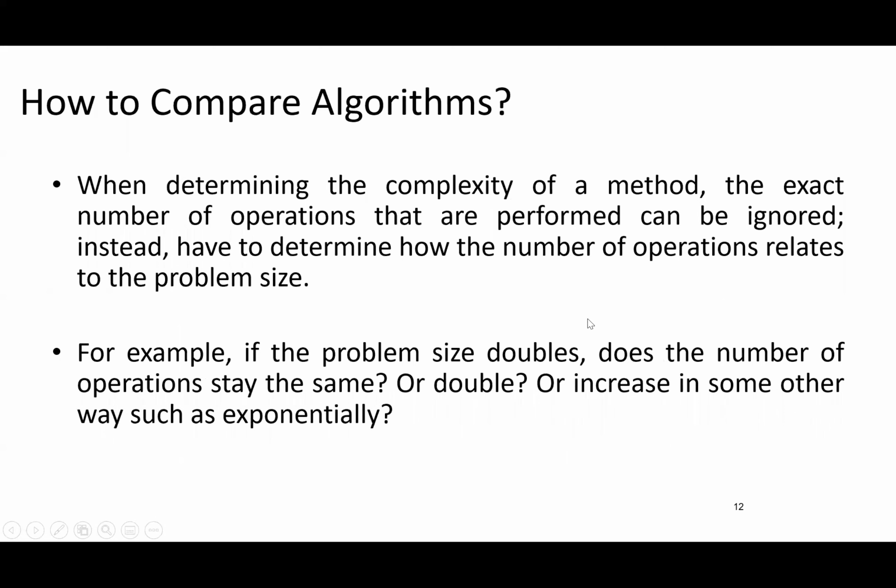Also, you need to take note that when we determine the complexity of the method or your algorithm, we don't really look at the exact number of operations that we are going to perform. In fact, we can ignore the exact number of operations. Like if you say this algorithm will perform 273 operations, we don't really look into this very detailed number. Instead, we have to know the number of operations as it relates to the problem size.